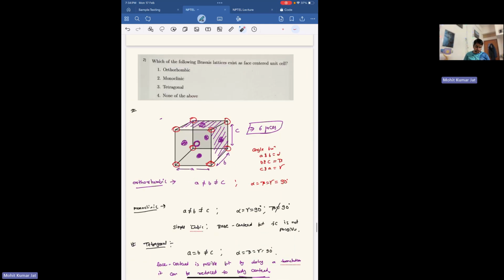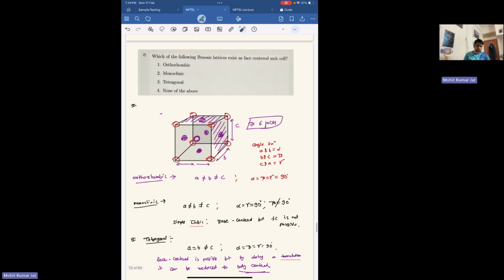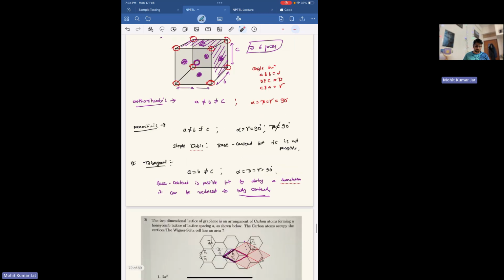The next question asks which of the following can exist as a face-centered unit cell. The orthorhombic, because monoclinic is not possible, and the tetragonal. The face-centered cubic translates to the base-centered and body-centered, and in that case the face-centered is not possible, and the body-centered is the one which leads.